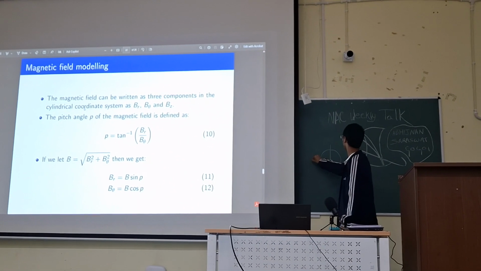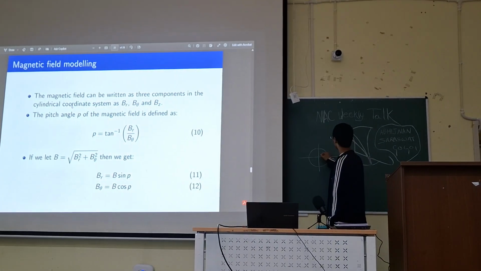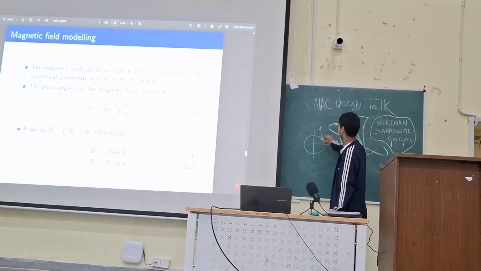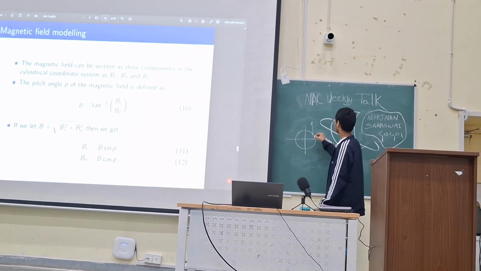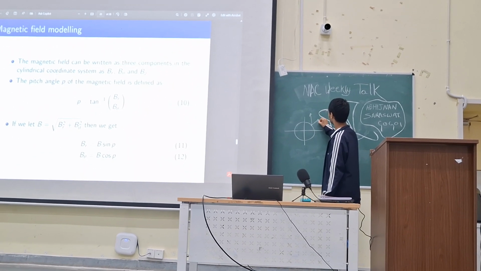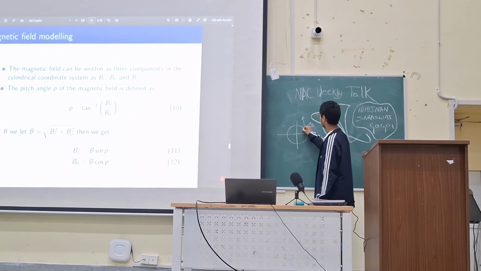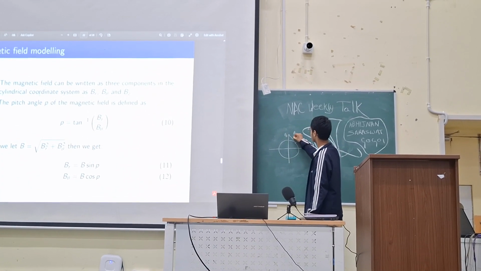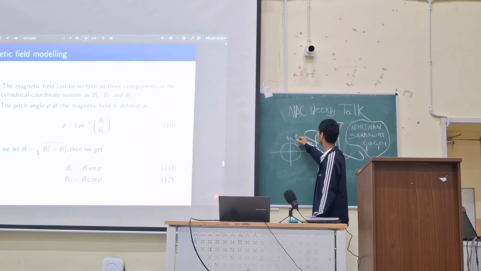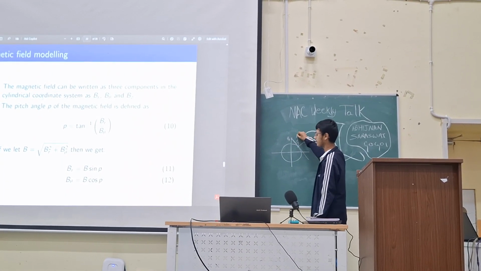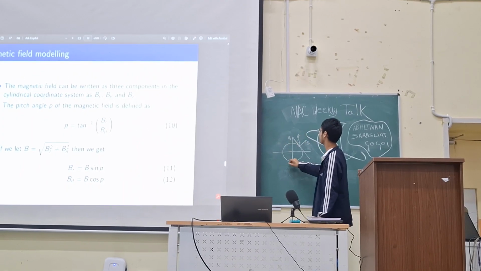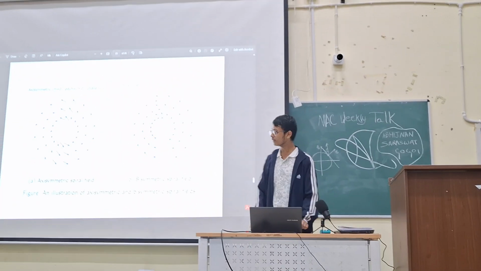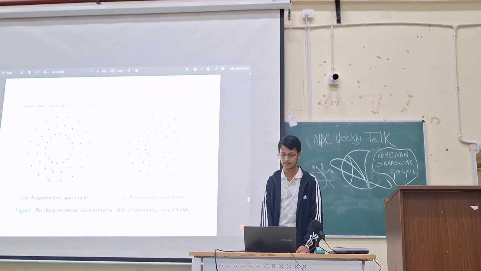So let's say that this is our galaxy, and let's say that at this point the magnetic field is in this direction. So the V_r component is going to be in this direction, and the V_theta component is in this direction. So this particular angle is going to be the pitch angle. Pitch angle is basically the angle that the magnetic field makes with the tangent to the disk of the galaxy. Okay. So as you can see here, the pitch angle is constant in this axisymmetric field.